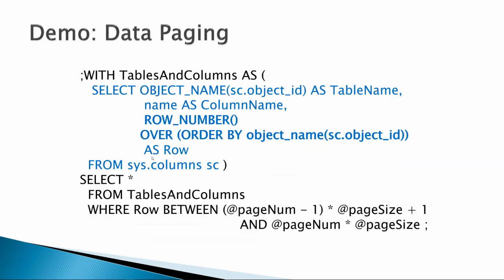So here's an example of a CTE that's been created for data paging, where the select statement inside of the CTE that's shown in blue is just grabbing some table names and column names from the sys.columns table, and there's a lot of them in there. And then it's calculating the row number ordered by the object name. So it's the alphabetical listing as the row.